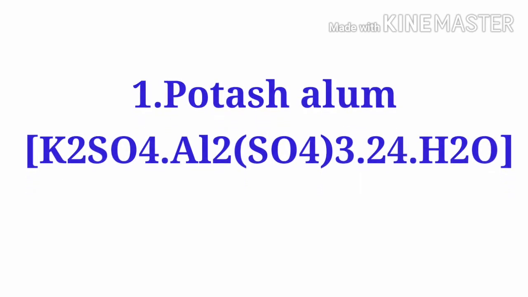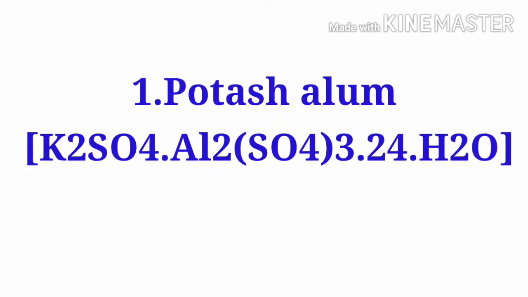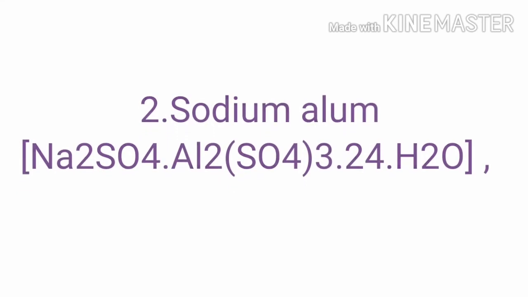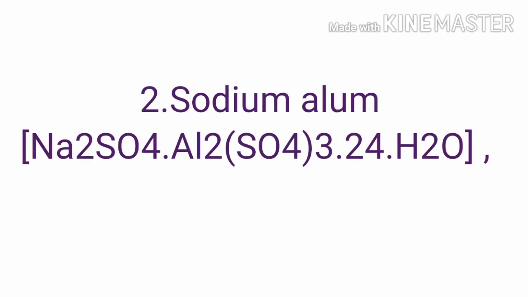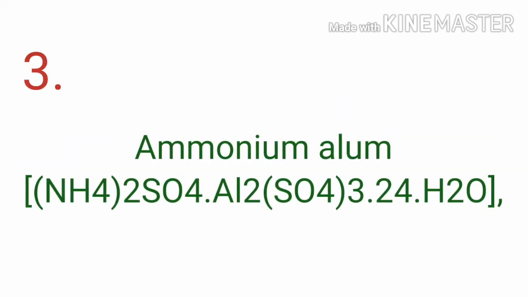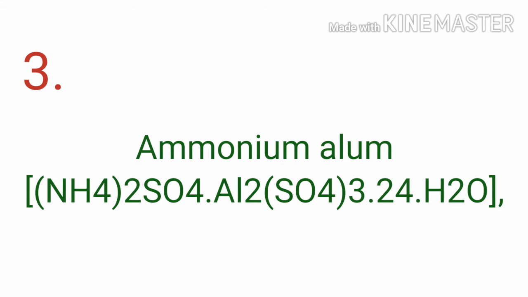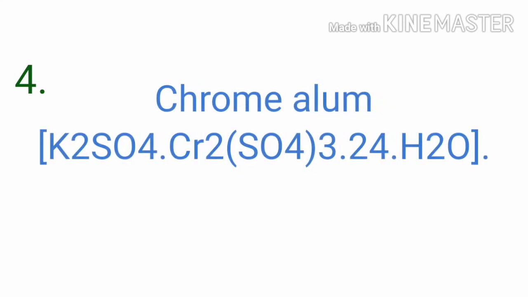Examples. First example, potash alum, that is K2SO4.Al2(SO4)3.24H2O. Second example, sodium alum, Na2SO4.Al2(SO4)3.24H2O. Then third example, that is ammonium alum, (NH4)2SO4.Al2(SO4)3.24H2O. Chrome alum, K2SO4.Cr2(SO4)3.24H2O.